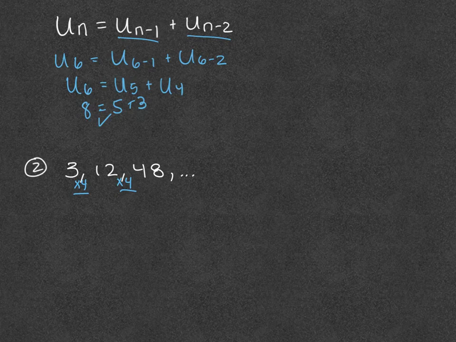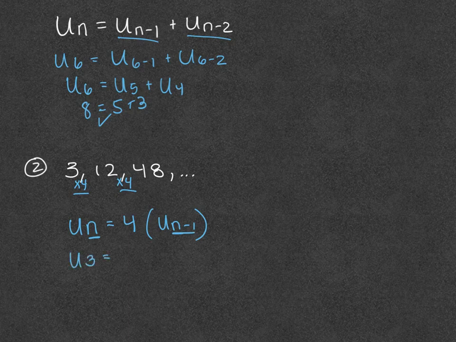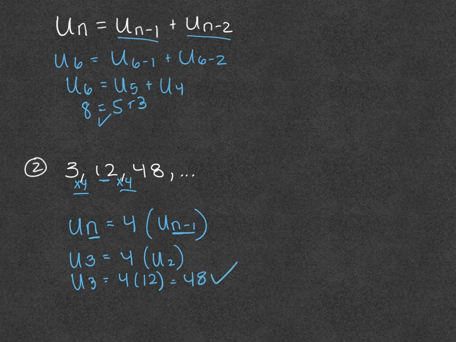So the way this would work is I'm always multiplying my previous term by 4 to get the next term in the sequence. So to get any term, I'm going to do 4 times whatever the previous term is. And again, to do the previous term, it's whatever term I'm on minus 1. So again, to see this in action, if I wanted to find my third term, it would just be 4 times 3 minus 1 is 2. So 4 times my second term. So I'm going to look up here. My second term is 12. So this would be 4 times 12, which is 48, as it should be.